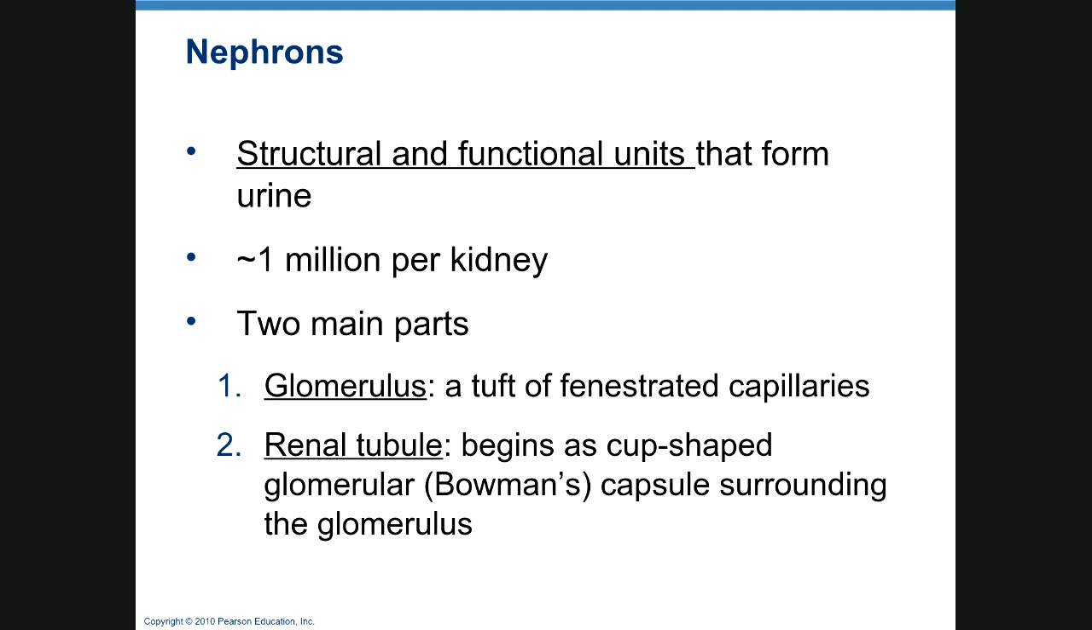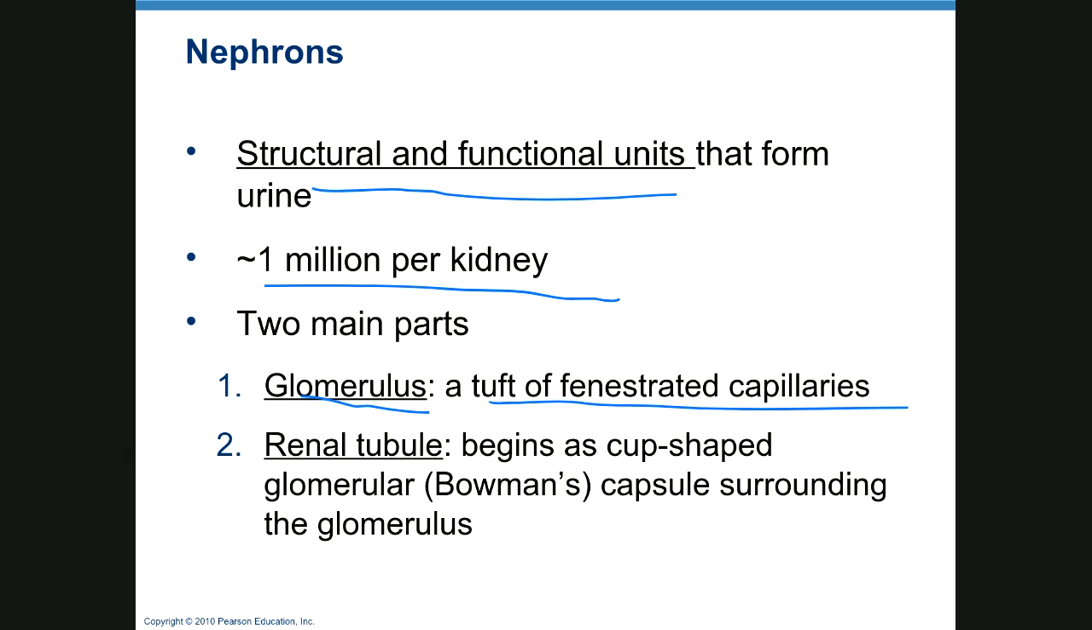Okay, a nephron is a structural and functional unit that forms urine, and there's about 1 million per kidney, so they're microscopically tiny. It's made up of the glomerulus, which is a tuft of little fenestrated capillaries. Fenestration is, of course, has holes in it. And it has a renal tubule. It starts as a glomerular capsule or Bowman's capsule surrounding the glomerulus. So we have our little capillaries here, and incoming blood, outgoing blood, and it's surrounded by a little cup type thing here. And it goes out into a tube.